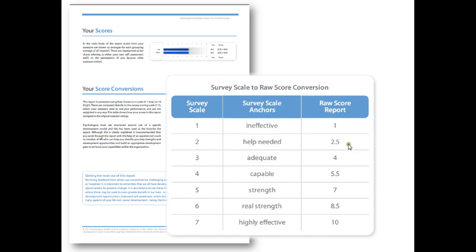The online survey assesses effectiveness on a scale of 1 to 7, ineffectiveness through to highly effective. In the raw score version of the report, this is shown on a scale of 1 to 10, and this table explains what report scores actually mean from the assessor's perspective.